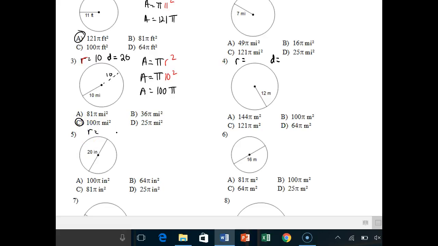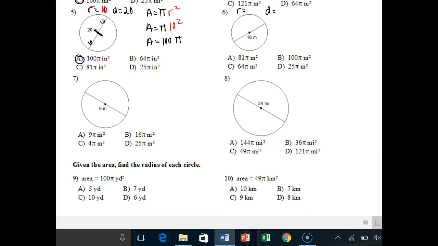And number 5, we don't have a radius, we have a diameter of 20, so if I split this in half, I'll have 10 here and 10 here, so that means a radius of 10. Again, area is equal to pi r squared, so we need our radius of 10. Area is equal to pi times 10 squared, so this is essentially the same problem as number 3. We just gave you a diameter this time instead, so area is equal to 100 pi inches squared.